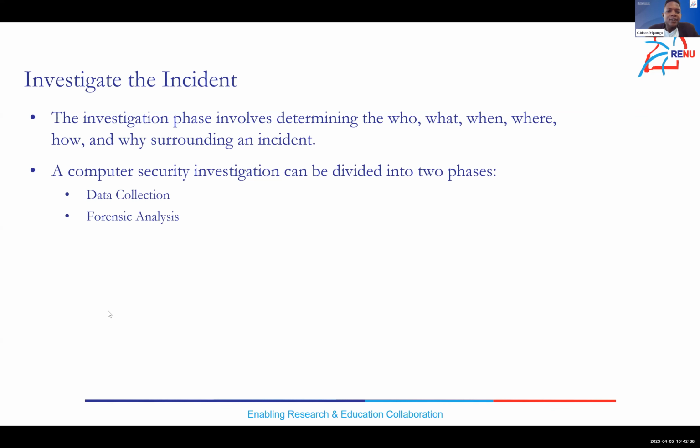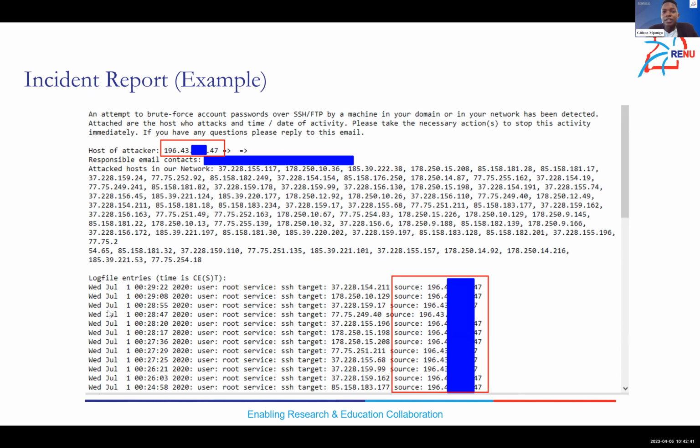So to go ahead, we're going to use a brute force incident. And here we have an example of a report. I hope everyone can see the screen pretty clearly. You can see a screenshot that I've shared that shows an example of a brute force report that was received, saying that this host is sending out brute force attacks to other hosts. A scenario like this happens where, for example, someone compromised a host in your network, and then they are using it to send out brute force attacks on other hosts in other networks.